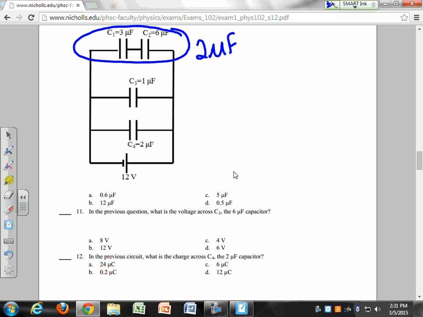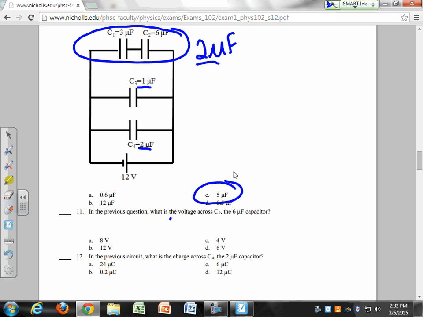The whole thing is 5. I just say 2 plus 1 plus 2 is 5, because in parallel, they add up. In series, you've got to do that funky 1 over business. All right, and then what is the voltage across C2?